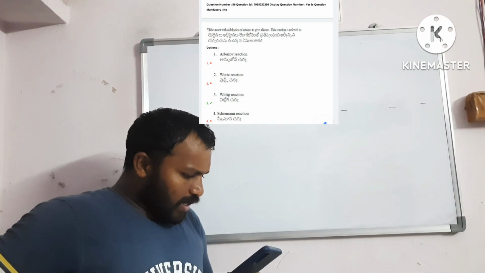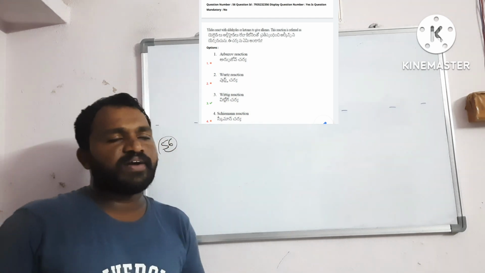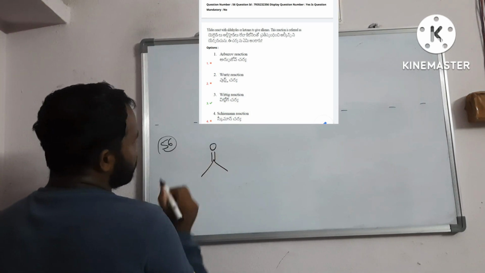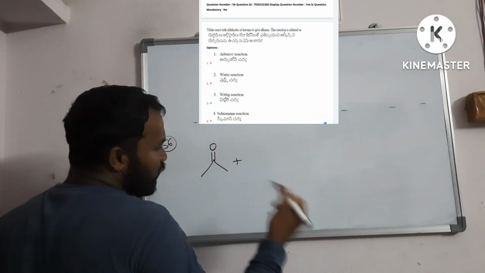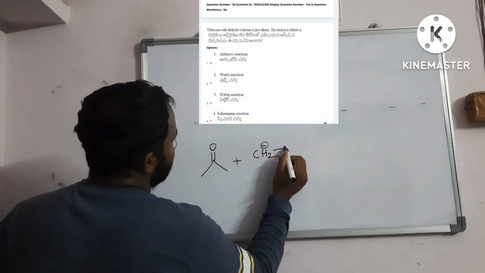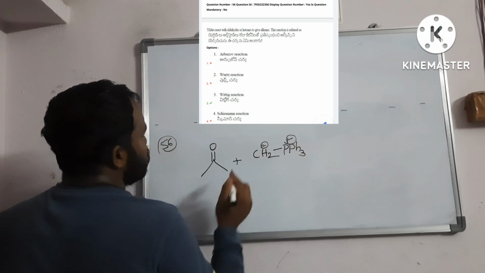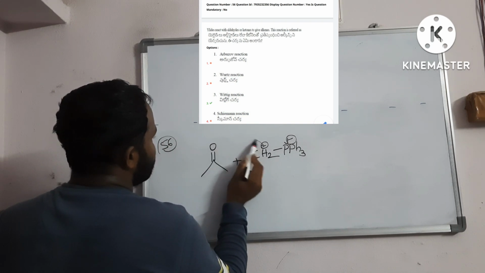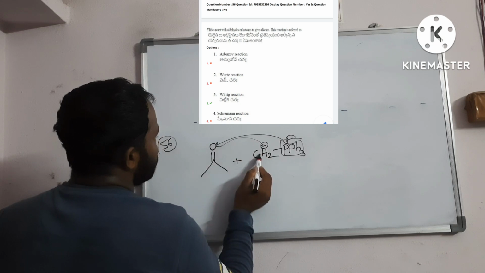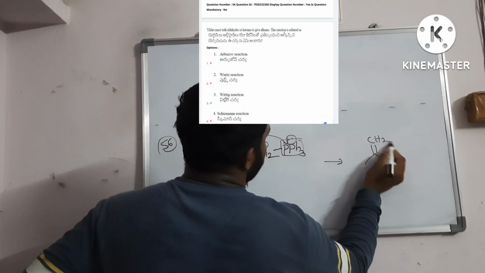Ylides react with aldehydes or ketones to give the alkenes. This reaction is referred to as the... So we will write the ketone first. If I take the ketone here, what is the ylide? You should know this ylide: CH2 minus, generally, and PPh3 plus. So this is going to attack here, meaning the double bond O is removed with PPh3, and CH2 is going to attack. The product is, you will get double bond CH2.